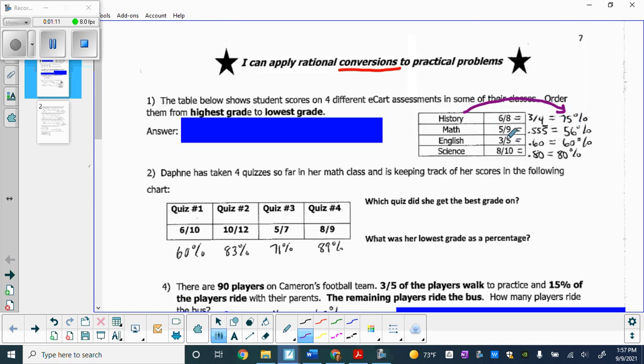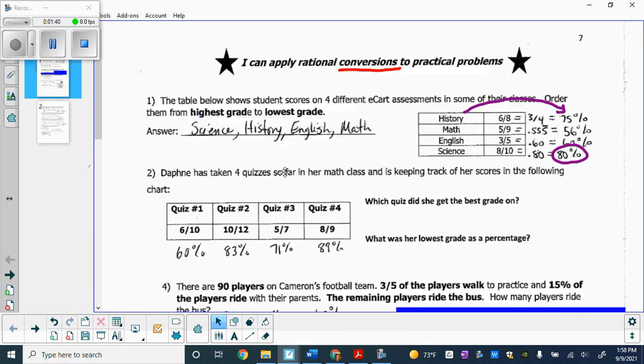Now for English, a 3 out of 5, most of you have it memorized, that's a 0.6 or a 0.60, which is a 60%. And you guys know that an 8 out of 10 is an 80%. So the question asks us to order them from the highest grade, so the best to the worst, highest to lowest. Out of all of these scores, we can see that science is clearly the highest score with an 80%, then history, then English, then math. So if I remove this blue box for you guys, it's listed. We had science, then history, then English and math.